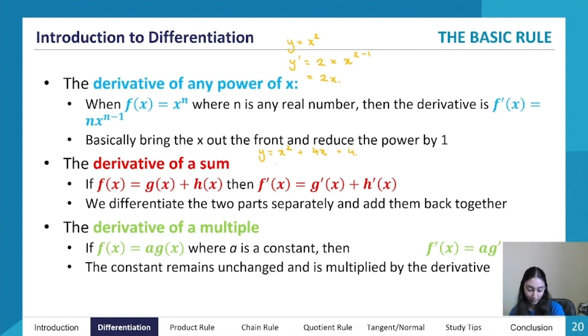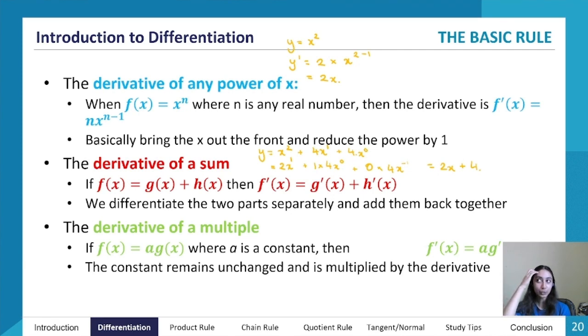Okay, so let's do the x squared first. Bring the power out the front, so 2 times x to the power of 1, plus we have an invisible 1 over here, so it'll be 1 times 4 times x to the power of 0. And then for just the 4, we have an invisible x to the 0 already, so I'm going to have 0 times 4 times x to the negative 1. So my overall differential will just be 2x plus 4. So that is another method of doing the differential. Okay, and you can see it's a lot less working and a lot easier as well, less time consuming.